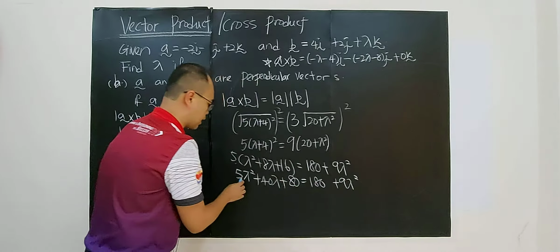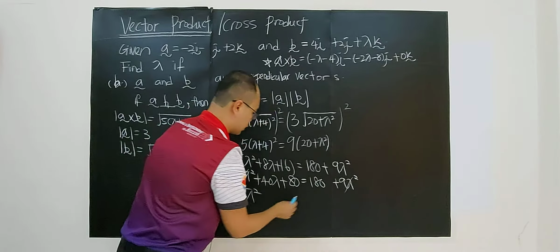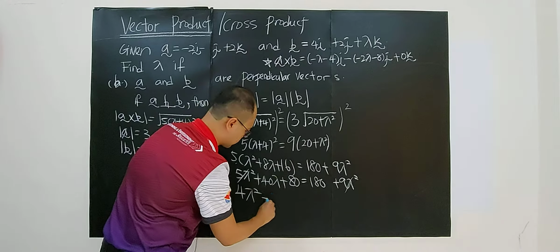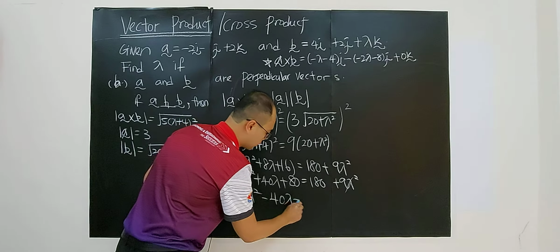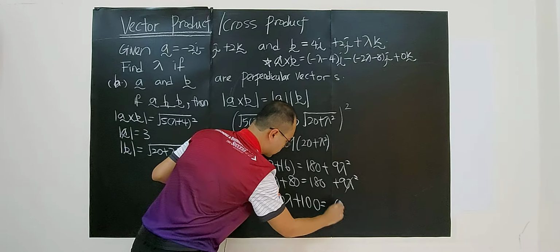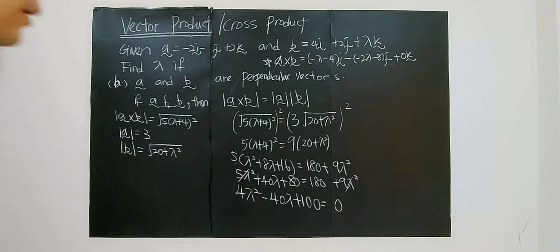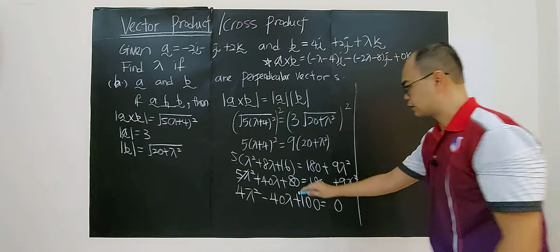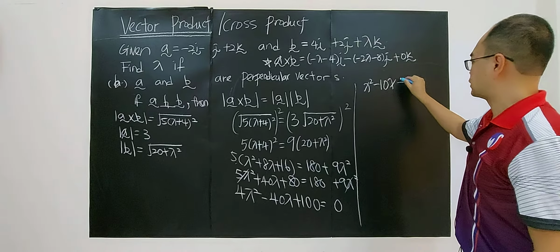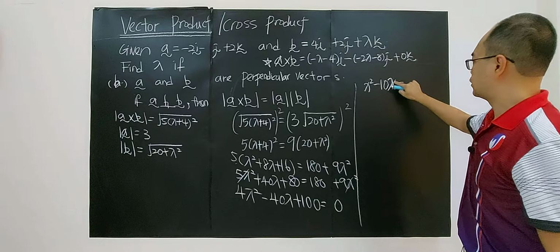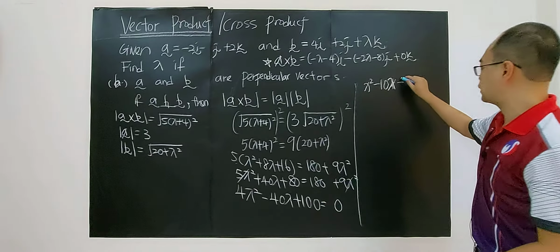So 9 lambda squared minus 5 lambda squared, we have 4 lambda squared, right? Now 40 lambda brought over to that side becomes negative 40 lambda. 180 minus 80, you have positive 100, right? I'm going to divide this quadratic by 4. So we have 4 lambda squared minus 40 lambda plus 100, divide by 4, divide by 4, divide by 4.